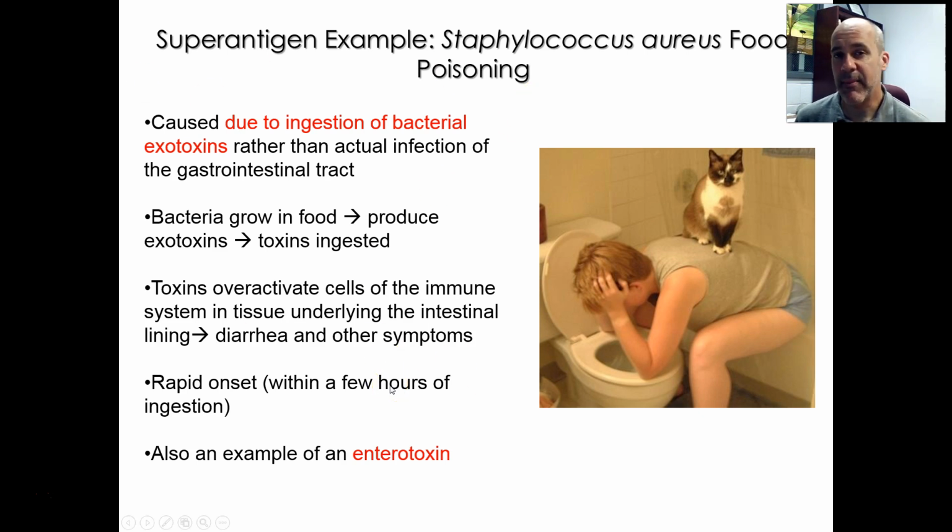So it's not the bacteria that are directly making you ill, it's this toxin that the bacteria made and released into the food that you ate. Once you flush the toxin out of your body and it's no longer there, the symptoms will stop. The inflammation will decrease fairly quickly. So it's a rapid onset, but you get over it pretty quickly too, even though you're probably going to feel like you're going to die while you have it. So that's pretty common, Staphylococcus aureus food poisoning.